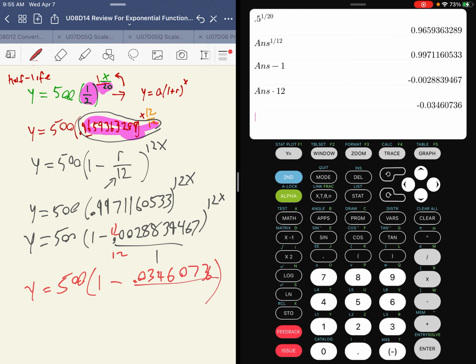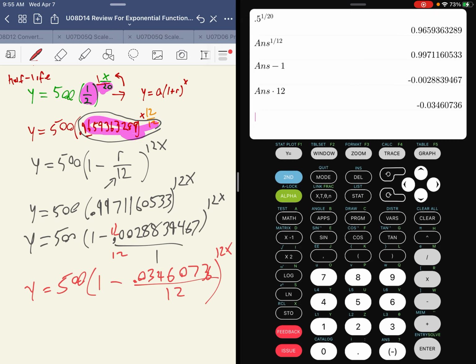0.034600736, all of this is over 12, to the 12x power. So this is the monthly decay rate of about 3.4% or 3.5%. So it's a monthly decay rate of about 3.5%. It had a half-life of 20 minutes, and an annual decay rate of about 3.4%. So these are just changing into several different forms.